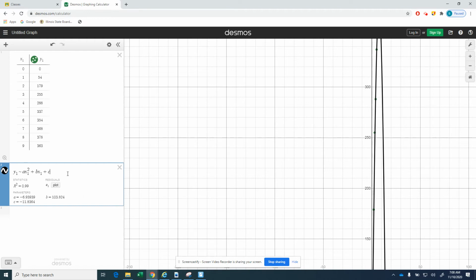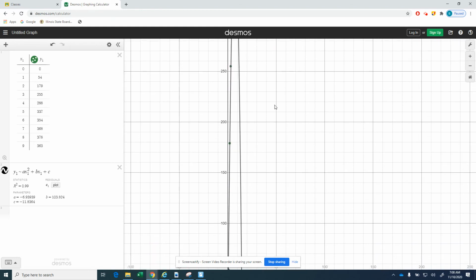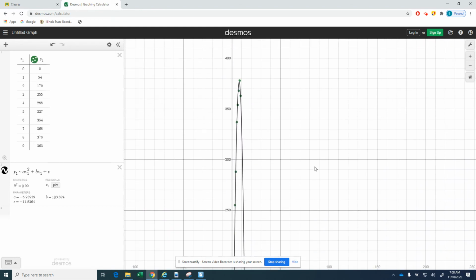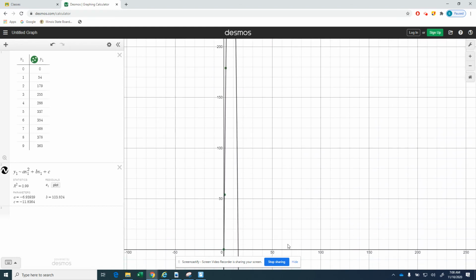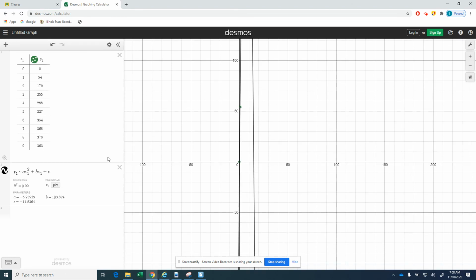Just like that, by plugging those values in, if you notice right down here, they actually tell me the parameters of this problem. Notice how it says negative 6.93, that's my A. They tell us what my B is equal to, and what my C is equal to. On top of it, look how it created the parabola for this problem. So we've created the equation based off this set of data.